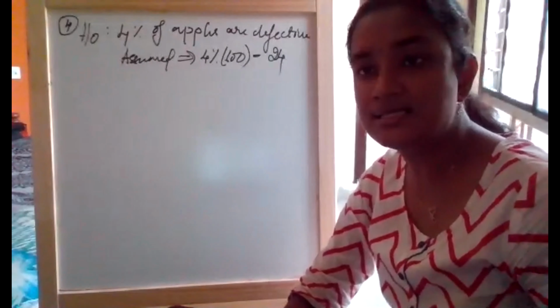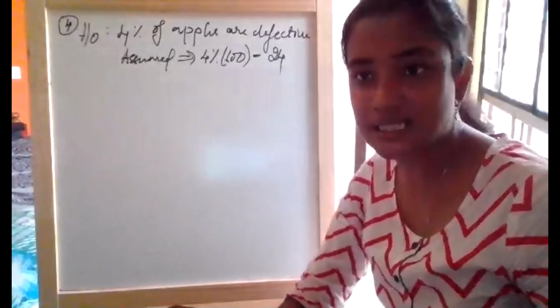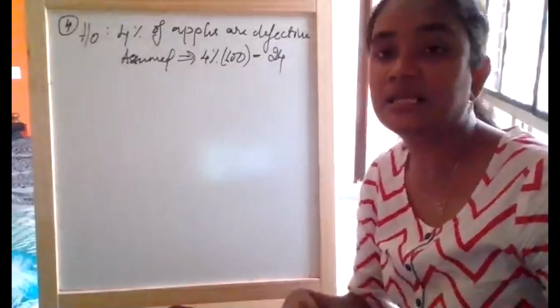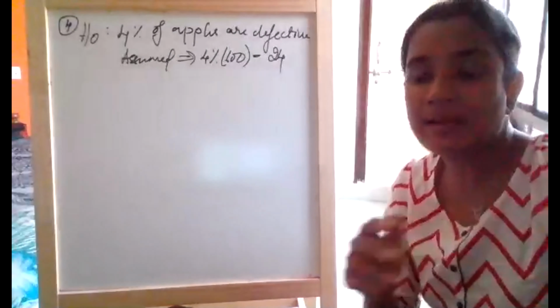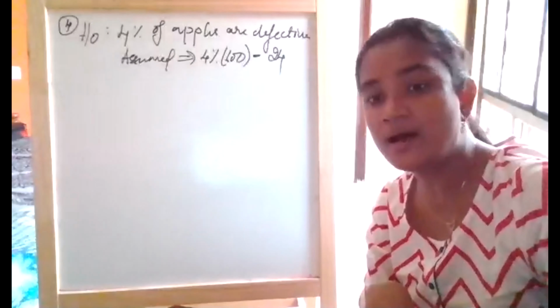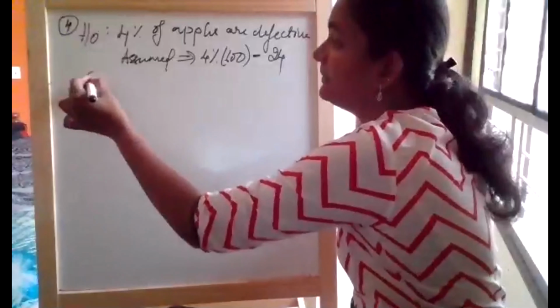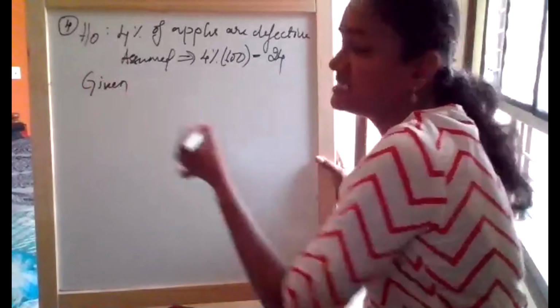Now is it clear, girls? In this question, they are nowhere speaking about limits. They are only asking us to test the claim of the wholesaler. That means we need to take a null hypothesis, which we didn't do in our previous example. Am I clear? Now we will just go to the given information as well.